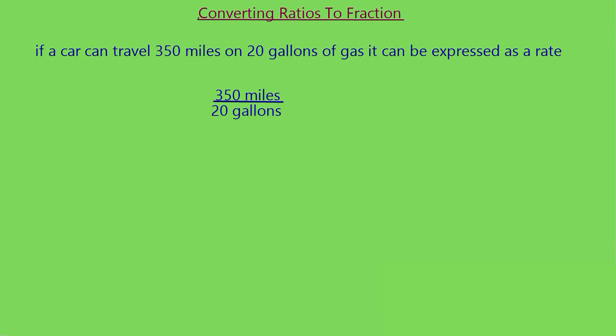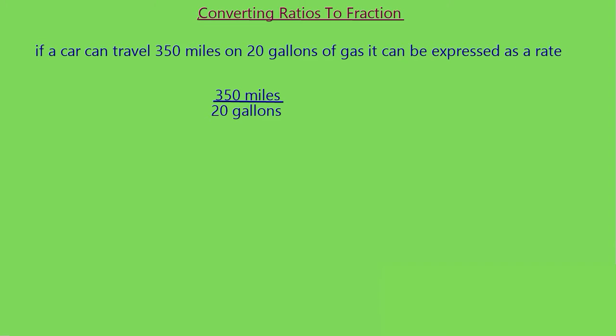So let's talk about rate now. Rate is a ratio, where in this type of ratio the 2 terms are in different units. Okay, here we have a car traveling 350 miles on 20 gallons of gas. This is an example of rate and ratio. So let's solve this question.